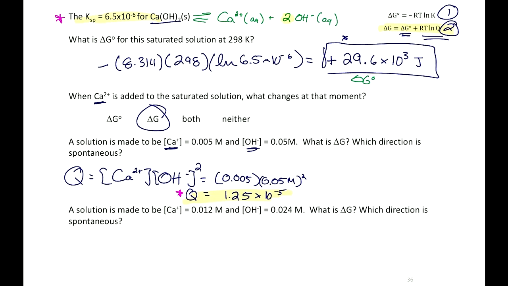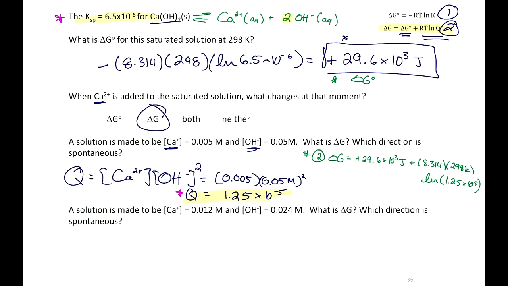So we have Q. We just want to plug this into equation number 2. All right, where we're going to calculate delta G equals delta G naught. We already calculated that up here. So positive 29.6 times 10 to the 3 joules. And again, usually when we calculate these, because of the unit of R, it will come out in joules. And we don't want delta G to be in kilojoules because again, R is in joules. So we want all those units to match. So times R, 8.314, times the temperature, it's still at 298. We didn't change the temperature at all. And then times ln Q, what we just calculated, 1.25 times 10 to the negative 5.